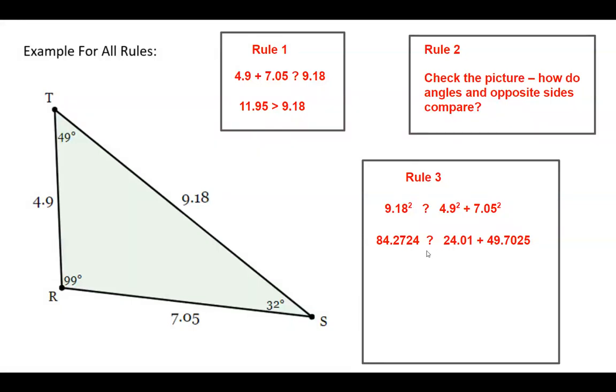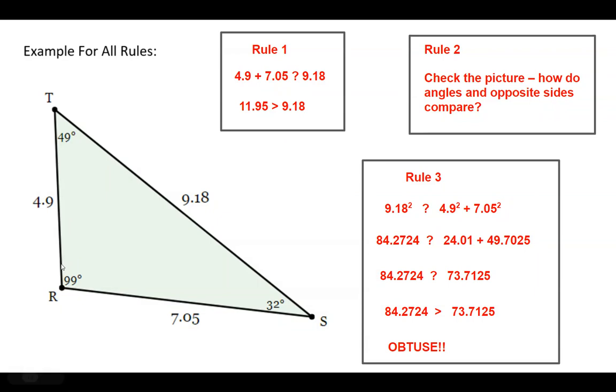Again, I have this question mark here because I don't quite know how it compares, but I'm trying to figure that out. Okay, I add those two sides together right here. I get 73.7125. Now I can make that comparison. Okay, 84 is greater than 73. And whenever I saw that c squared was bigger than a squared plus b squared, that made it an obtuse triangle. We can see that that's true, right? This angle right here is greater than 90, so it is an obtuse triangle.